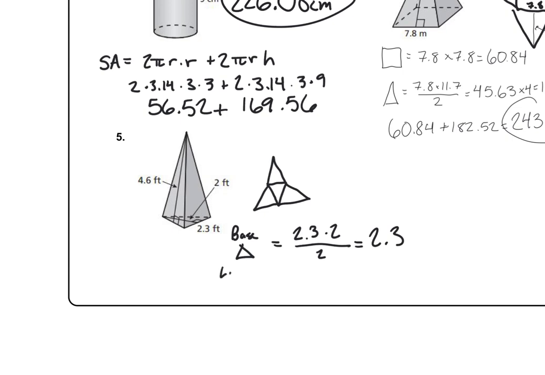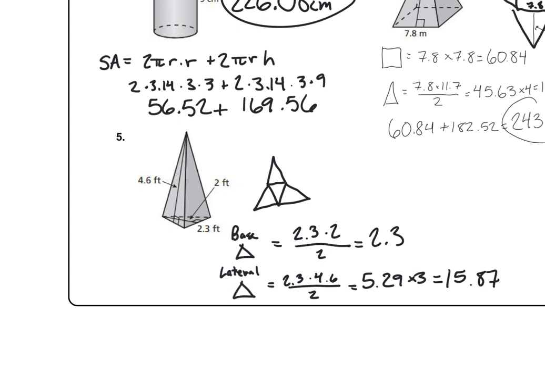Okay, for my lateral triangles, there's 3 of them, so if I find the area of one, I can find the area of all 3. 2.3 times 4.6 divided by 2 is 5.29. Multiplying that by 3, since there's 3 lateral triangles, I get 15.87.